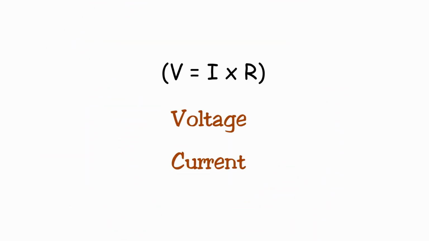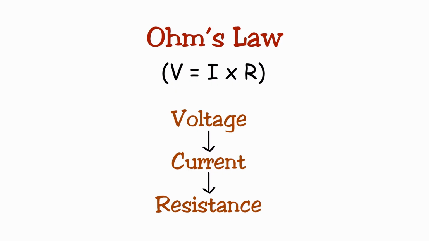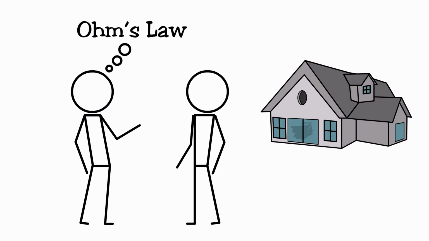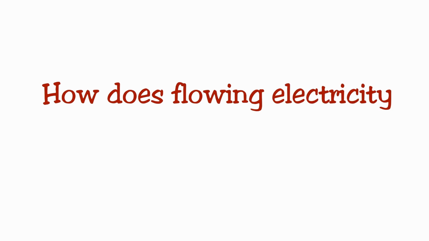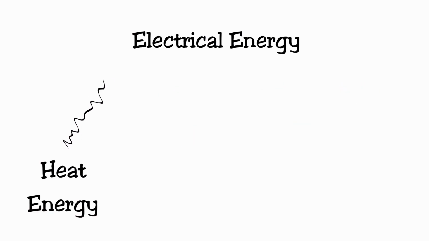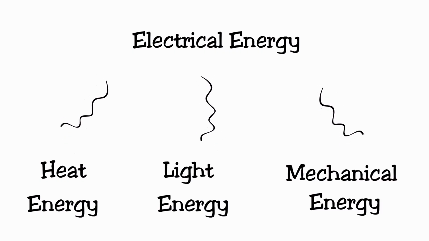These three concepts are all linked together by a relationship called Ohm's law. But before you start asking your neighbors if they want you to rewire their entire house, bragging that you know Ohm's law, there's one more crucial piece to this puzzle. How does flowing electricity actually power stuff? The answer is all about converting electrical energy into other forms of energy.